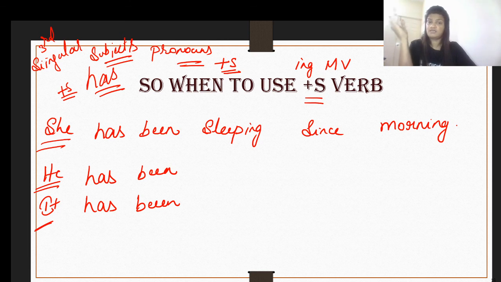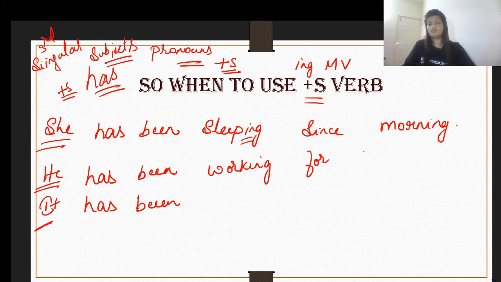Obviously, the action started in the past. Still, the ing verb over here denotes that the action is still in continuation and it will go on in future as well. So she has been sleeping since morning. He has been working for hours. So when we say for hours, we say that the action started way back in the past. Working still says that he is still working.